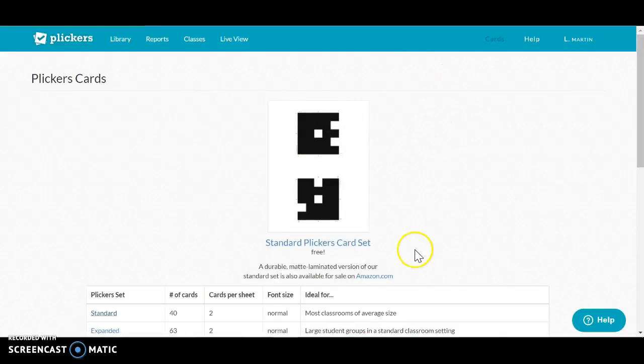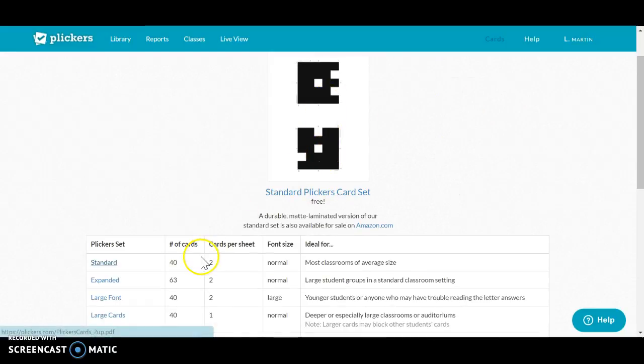This is what the Plickers look like. They're just printed out and the orientation is randomized. So students can hold it one way and it would be A, and the student could hold it the exact same way and it would be a different letter.